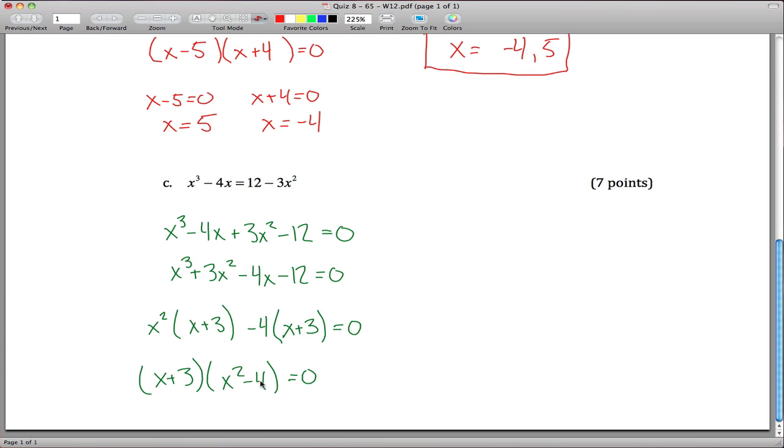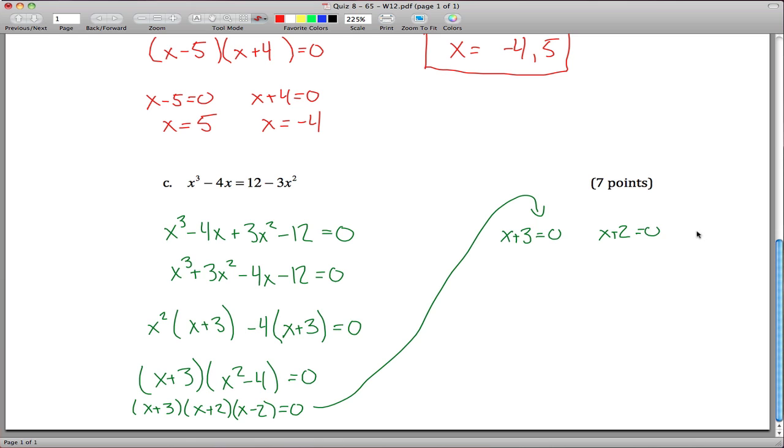And you might think you're done, but you can actually go a step further. We got a difference of squares right here. So we can break that down into x plus 3, x plus 2, x minus 2 equals 0. And finally from here we have 3 things multiplied together to give us 0, so either the first one equals 0, the second one equals 0, or the third one equals 0. And these are 3 equations that we can solve.